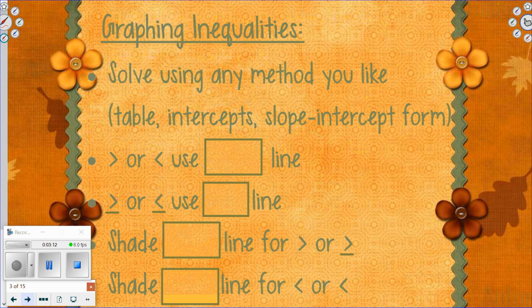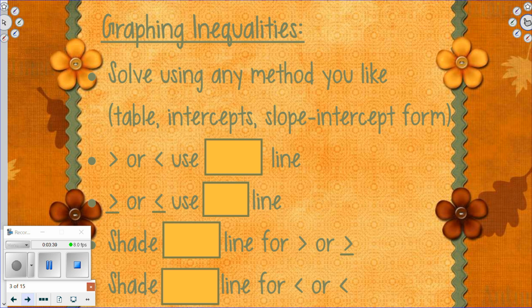All right, so the next part of this, if you are graphing the inequality, we graph similar to how we do for regular equations, but a few things change. You can solve these in any method you like. We can do the XY table, plug in values. You can find your intercepts. Most people probably go slope-intercept form. It's typically the easiest.